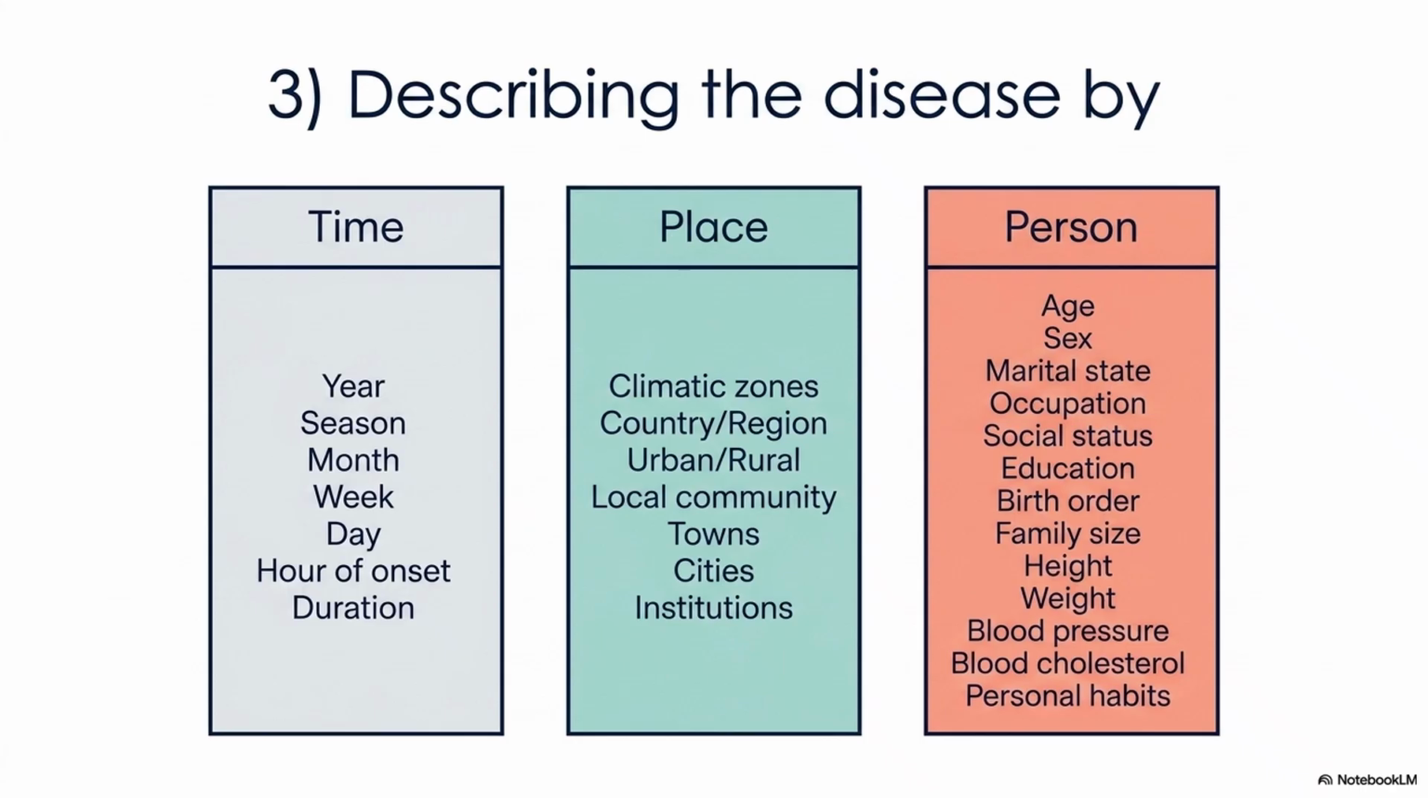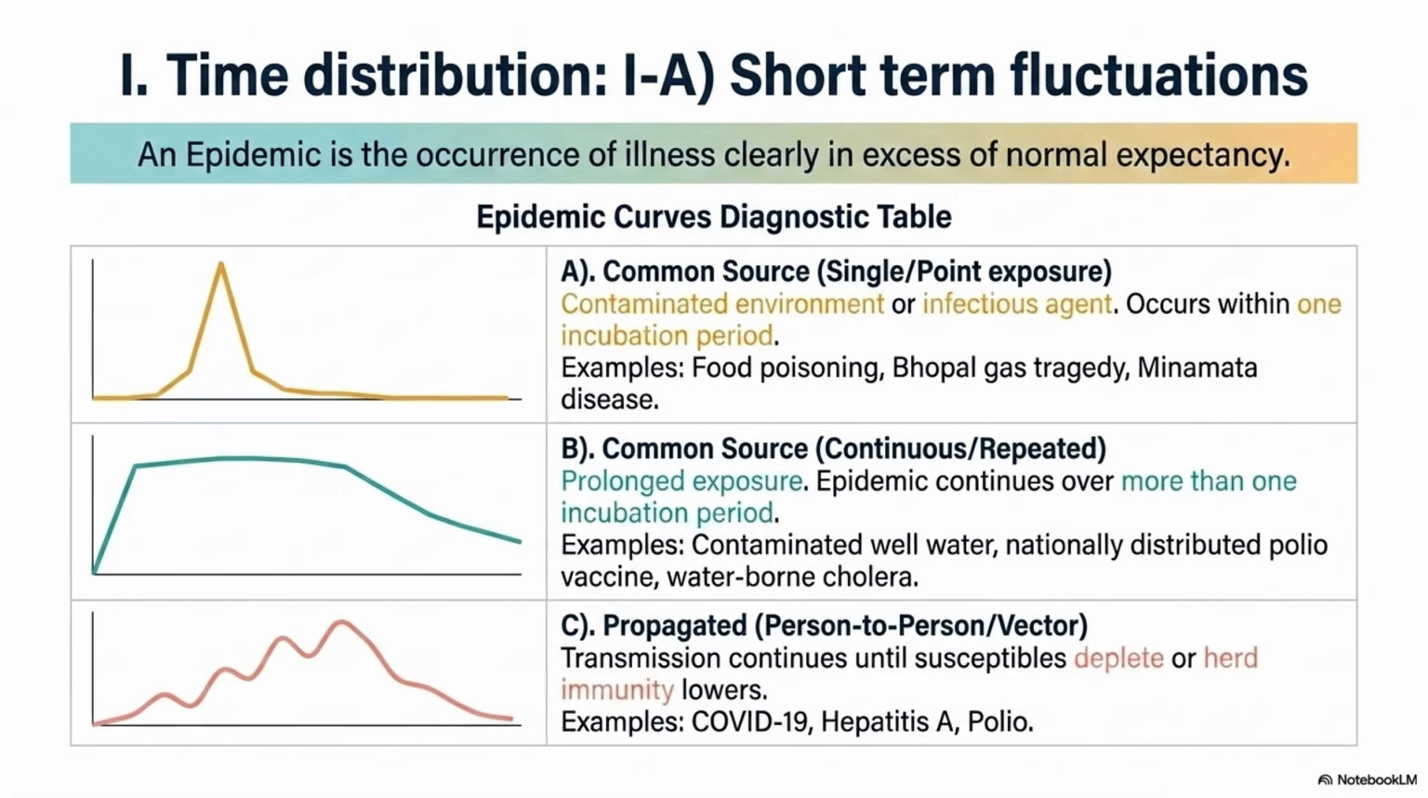And among the person distribution, what are the blood pressure levels, blood cholesterol levels, and personal habits, whether they are addicted to smoking and alcohol. So depending upon the disease under study, we will take each and every detail about time, place and person distribution. We will discuss time distribution in detail. In this time distribution, there are three types: short term fluctuations, periodic fluctuations, and long term or secular trends.